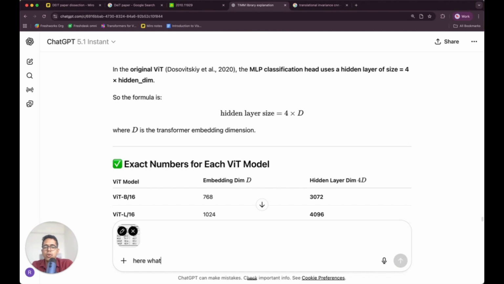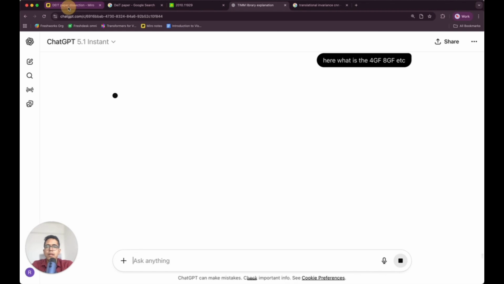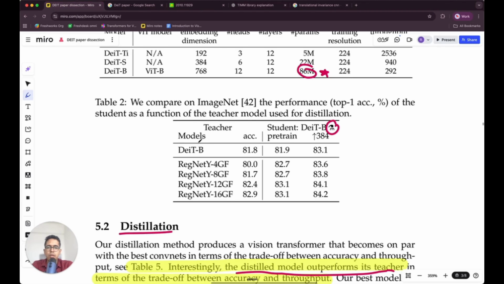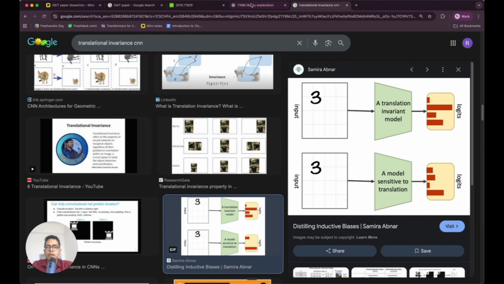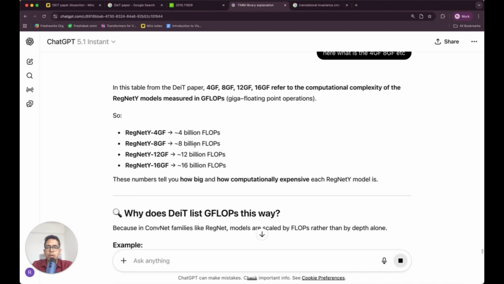Here, what is the 4gf, 8gf, etc.? And meanwhile, let's look at the table once more. These are the models, and we compare the ImageNet performance of the student as a function of the teacher model used for distillation. So I assume these are different teachers used in the training process. Okay, 4 gigaflops.